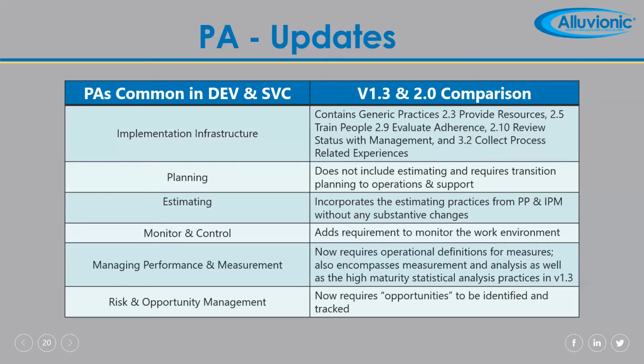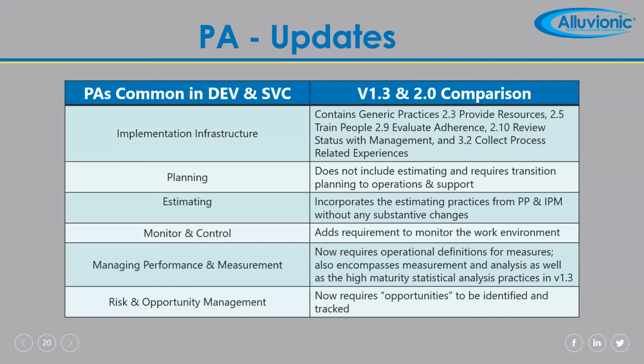The biggest one in here is managing performance and measurement, where they consolidate the measurement and the high maturity analysis of measurement. It now requires operational definitions of measures, and these operational definitions have to specify where the data comes from, what the business objectives are, and how these measures are related to those business objectives. And as I mentioned, this area now encompasses all the high maturity statistical analysis practices that used to be in V1.3.